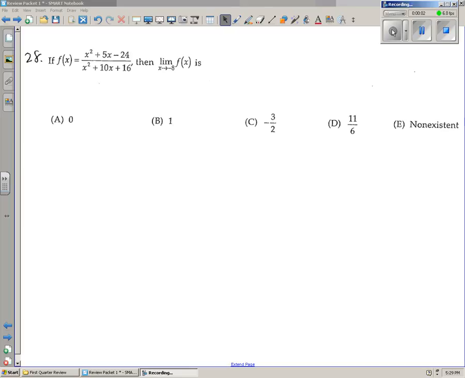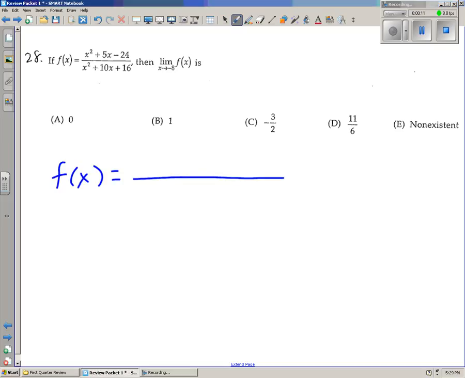All right, we have question 28. If f of x is that quotient, then the limit as x approaches -8 is. First thing I would do with this is factor anything you can. Even if nothing cancels, at the very least, it's easier to plug in when you factor. So on the top, we have x plus 8 times x minus 3. On the bottom, we have x plus 8 and x plus 2.